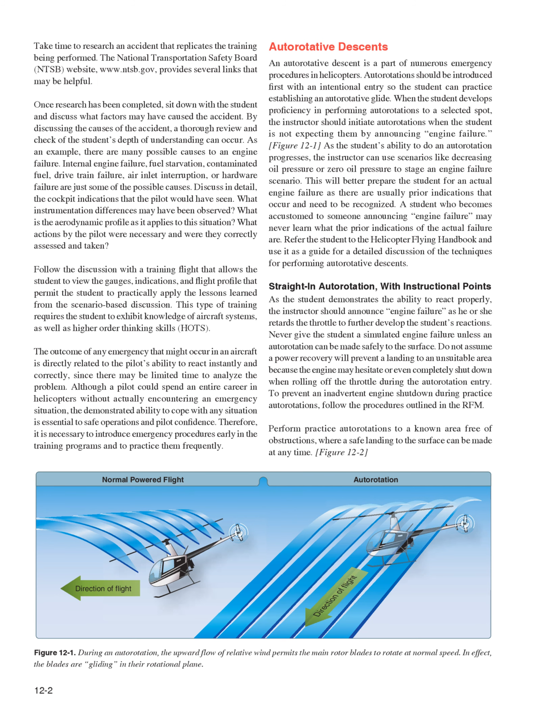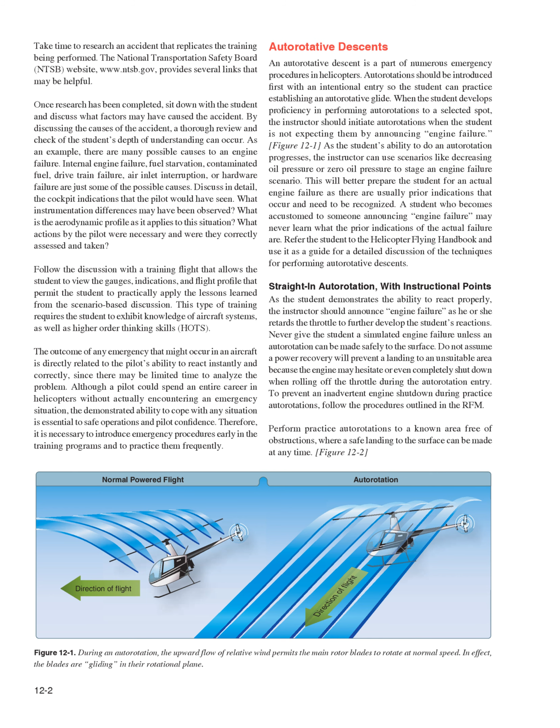Once research has been completed, sit down with the student and discuss what factors may have caused the accident. By discussing the causes of the accident, a thorough review and check of the student's depth of understanding can occur. As an example, there are many possible causes to an engine failure. Internal engine failure, fuel starvation, contaminated fuel, drivetrain failure, air inlet interruption, or hardware failure are just some of the possible causes.